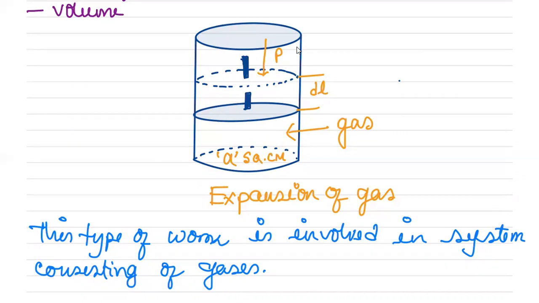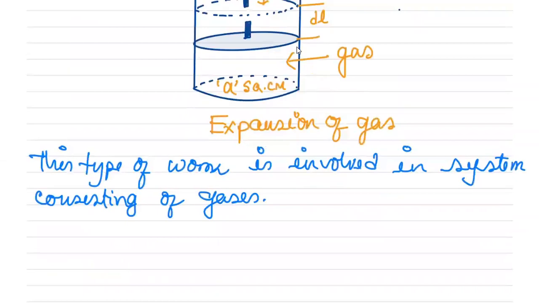This is one cylinder, you can see in the picture. In the cylinder, gas is filled, under the external pressure. First the piston is over here, then in the next step the piston comes over here. That means expansion of gas is taking place, and the distance between the first position and the second position of the piston is very small. That's why it is dl.